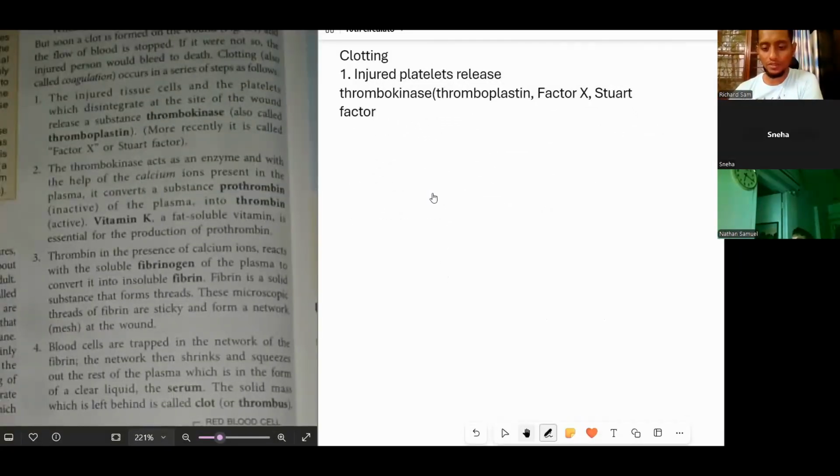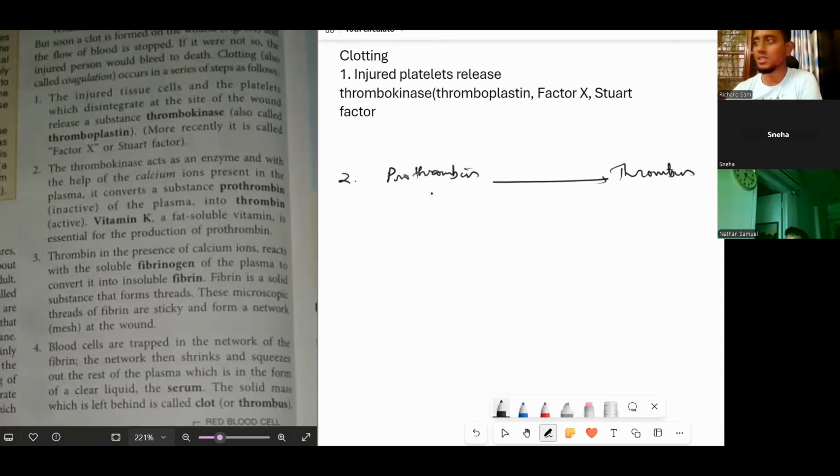So what's the second point, Amit? Prothrombin gets converted into thrombin. Who helps this conversion? Thrombokinase along with calcium ions, Ca2+. The two together will convert prothrombin to thrombin. Prothrombin was an inactive substance, and it becomes active.